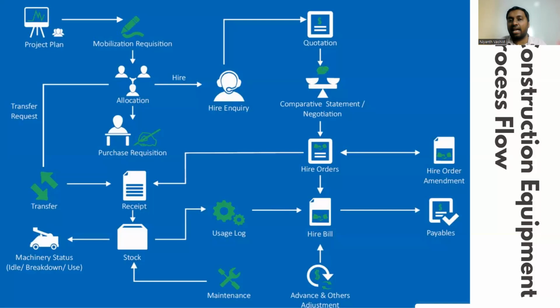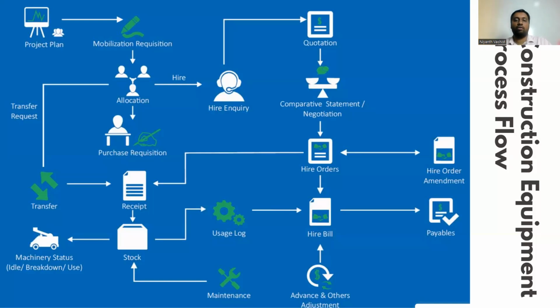Now let's understand the cash flow, or in terms of the process flow. The first thing that we need to understand is the project plan. Based on the project plan, which is given by the planning team, we will be looking at mobilization. That means how many laborers have to come, what kind of machinery is required, how many machineries are required, what are the engineers, how many engineers are required. So once that requisition is done, we'll allocate.